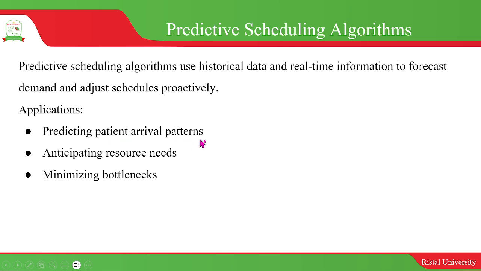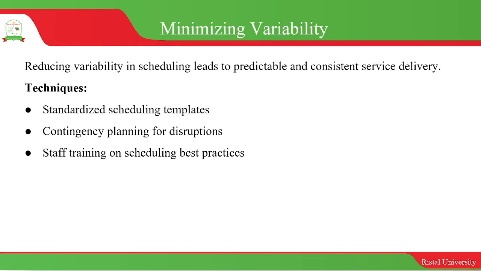Applications: predicting patient arrival patterns, anticipating resource needs, and also minimizing bottlenecks. Okay, minimizing variability. Reducing variability in scheduling leads to predictable and consistent service delivery. So if we can minimize random variation, then that means we are a bit sure of what we are trying to predict. Okay, this is what the point is trying to tell us. The techniques: we use standardized scheduling templates. We can use contingent planning for disruptions.